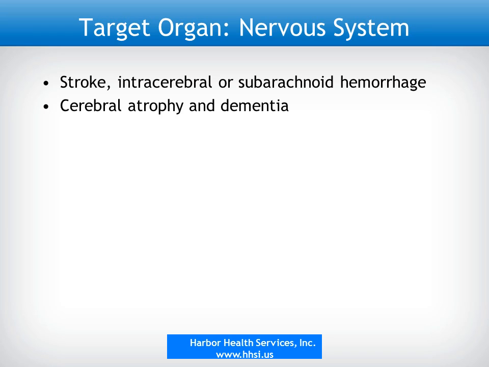So the nervous system. Obviously, stroke is a major concern for people with long-term high blood pressure. You can also get the hemorrhage from a ruptured aneurysm, like we talked about before. But also, without a catastrophic stroke, over time you can get cerebral atrophy that can lead to dementia.